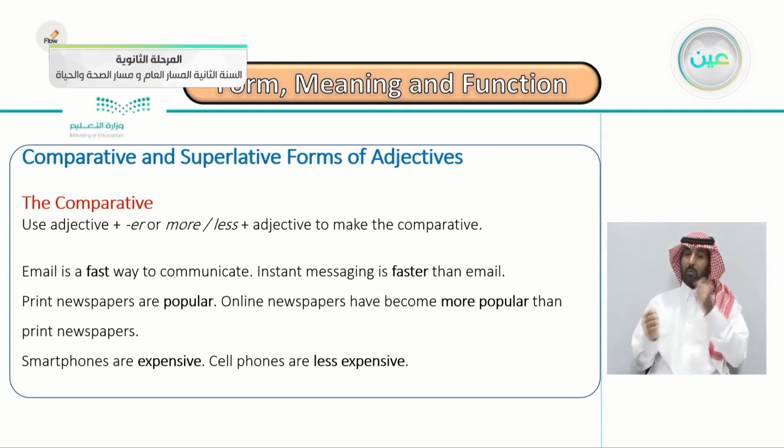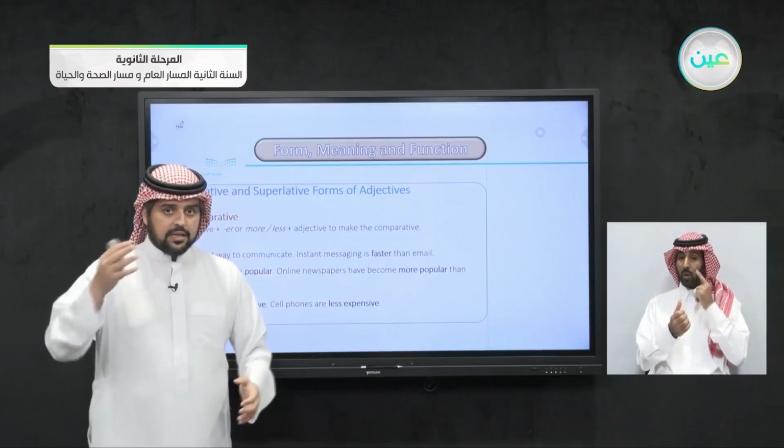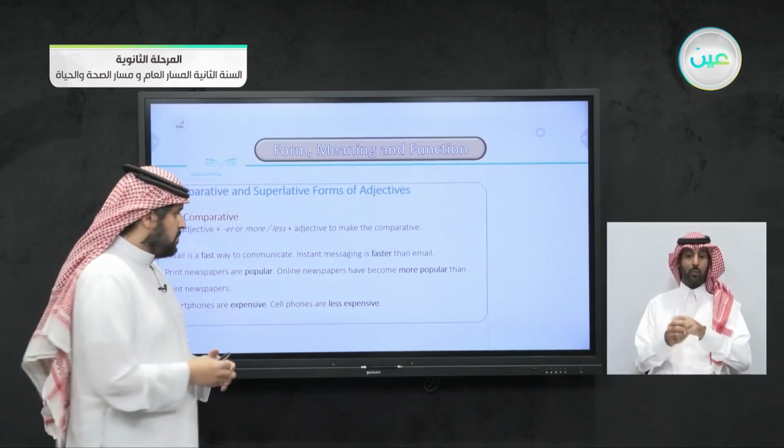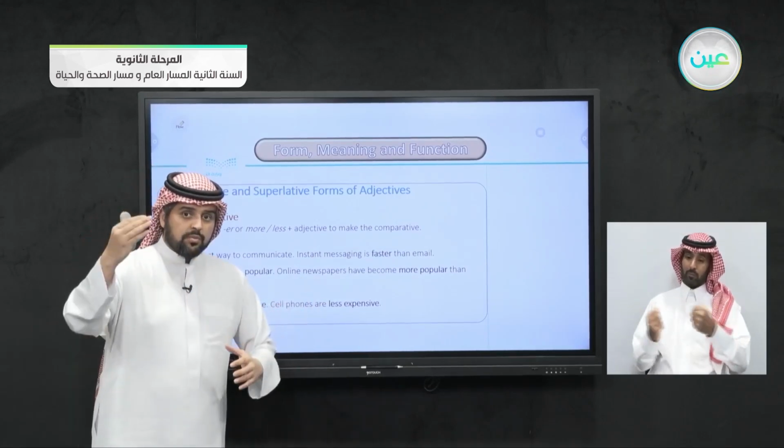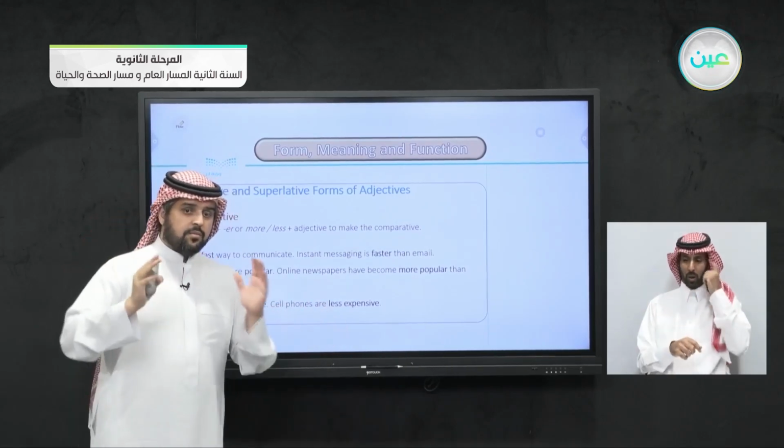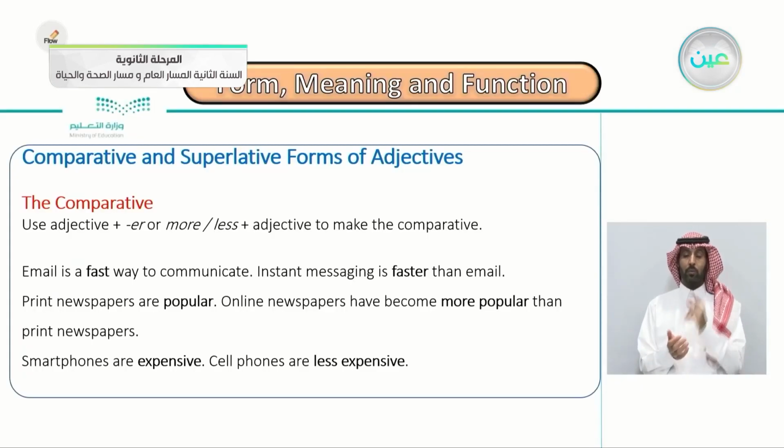Next example, print newspapers are popular. Print newspapers are popular, we know that. Online newspapers have become more popular than print newspapers. So we are comparing what here? Very good. Online newspapers and printed newspapers. So which is more popular than the other one? Very good. Online newspapers have become nowadays more popular than print newspapers.